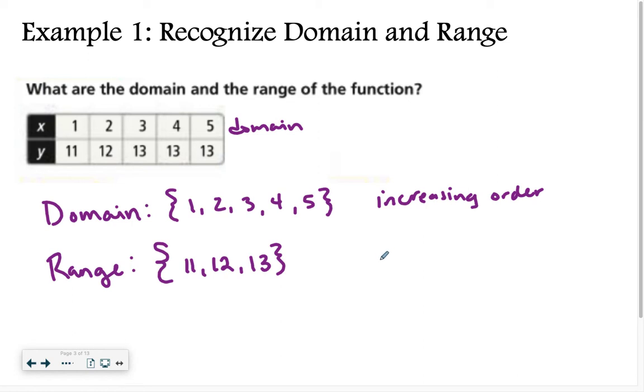And if you're wondering how to make the closing curly bracket, you do backwards S, forwards S, okay? And again, with the range, just like the domain, you need to write it in increasing order. So the order in these curly brackets does not have to actually match the table. It just has to be in increasing order, okay? So my domain is 1, 2, 3, 4, 5, and my range is the y values, and we just have three different numbers, 11, 12, and 13.